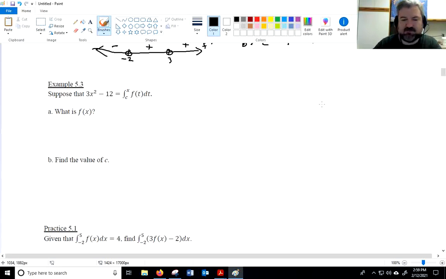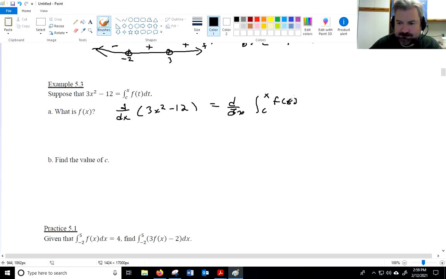And the way I'm going to do that is I'm going to remember that if I take the derivative of this right-hand side, that will give me f of x. So I'm going to actually apply the derivative to both sides. So this derivative becomes 6x, and this derivative here becomes f of x. So f of x must equal 6x. Now let's find the value of c.